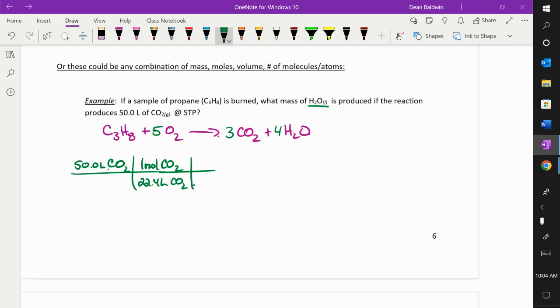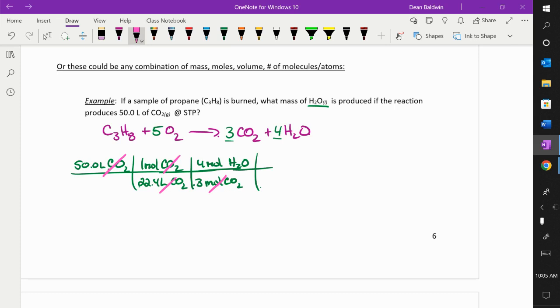So now we're going to cross the mole bridge. So that's where you use the ratios in the equation. We need to get it into water. What's the relationship of moles of CO2 and water? 3 and 4. So that means for every 3 moles of CO2 produced, you get 4 moles of water. All right. So now if you check our units, gone, gone, gone, gone. We got moles of water.